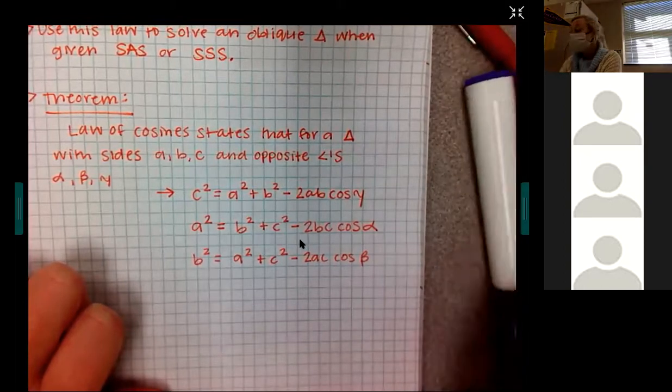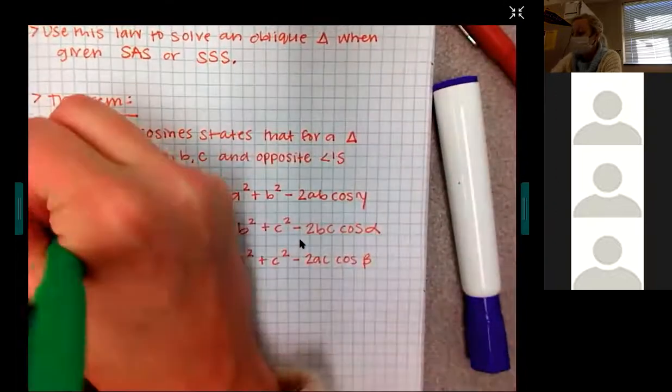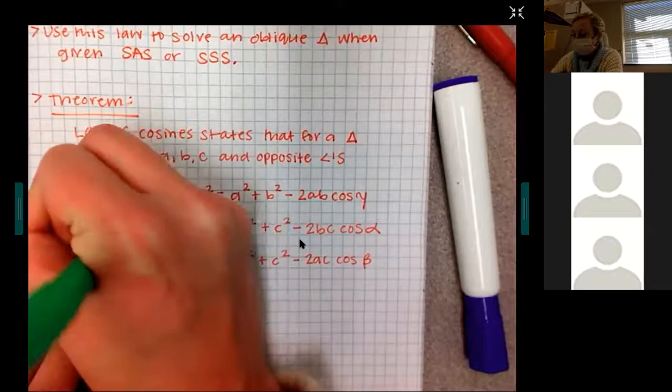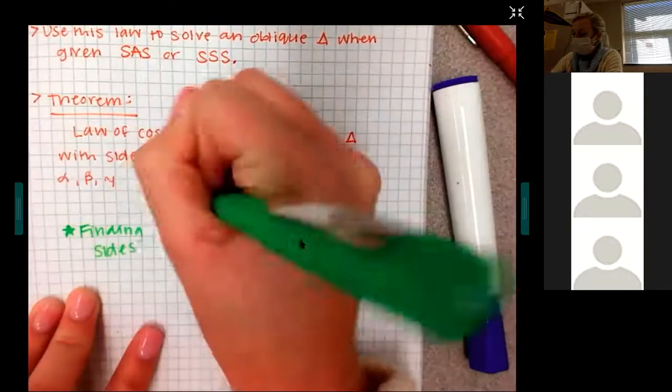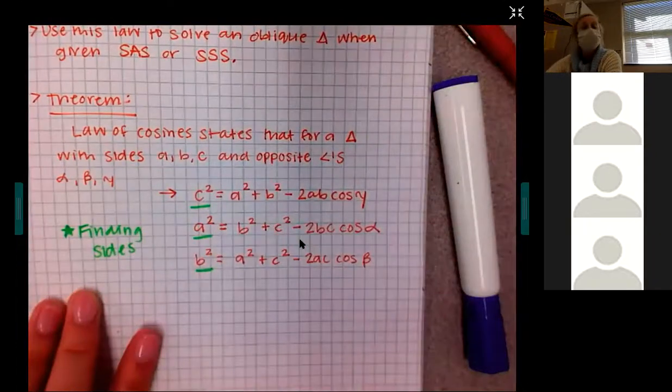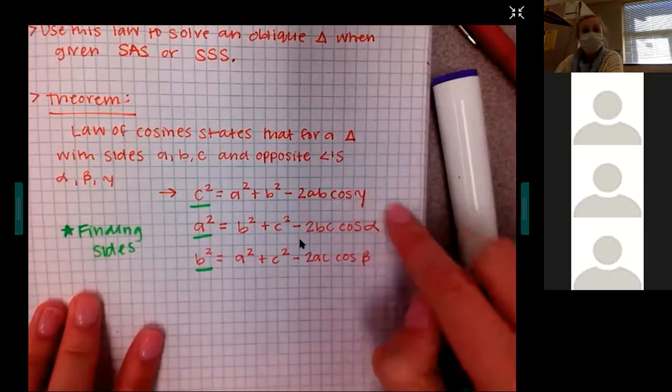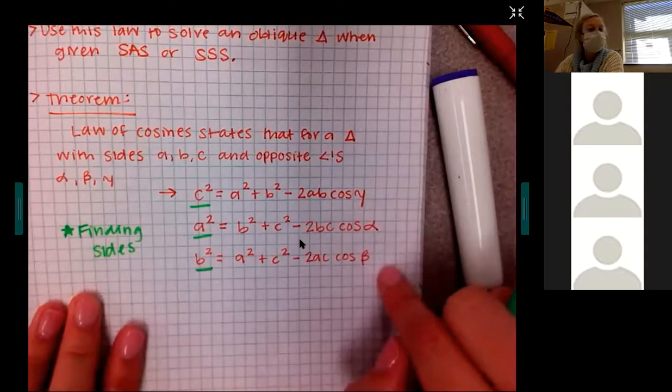Now, these are used if we're trying to find a side. Because look at what's on the side of your equals. C, A, and B, those are all sides, right? Yes? Okay. How do you guys think we could find the angles? What if we wanted gamma, alpha, or beta? What do you guys think we could do?